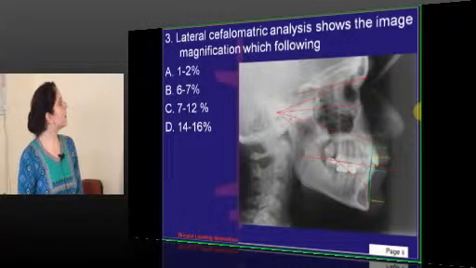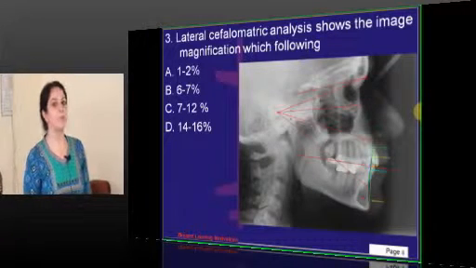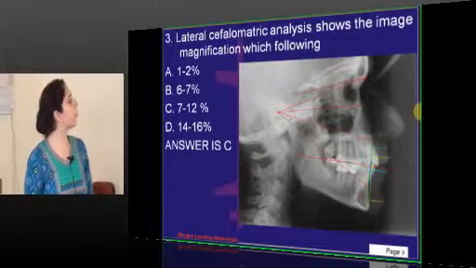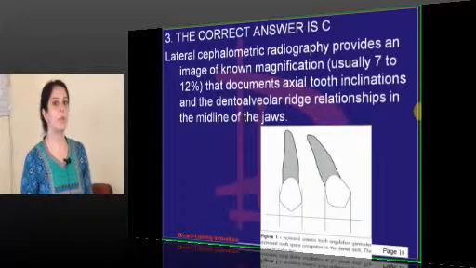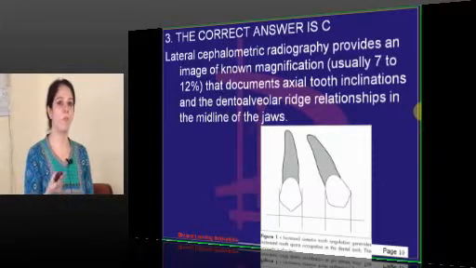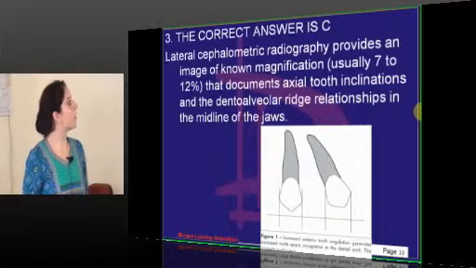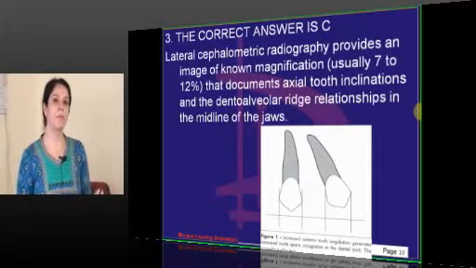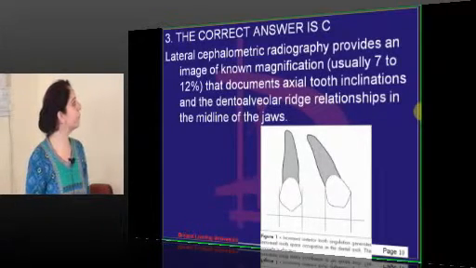Third is, this is a lateral cephalometric analysis, and which is the percentage of magnification which is seen in this image? In this case, it is 7 to 12%. Now, usually what happens is, when you take a lateral cephalogram of a patient, there is some kind of image magnification happening. So, the least amount of magnification occurs in the midline, and the maximum amount of magnification occurs in the structure that is away from the midline.